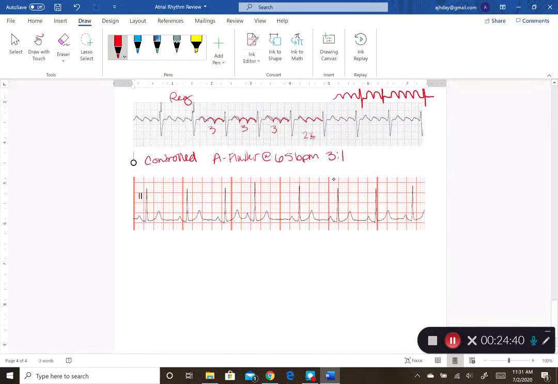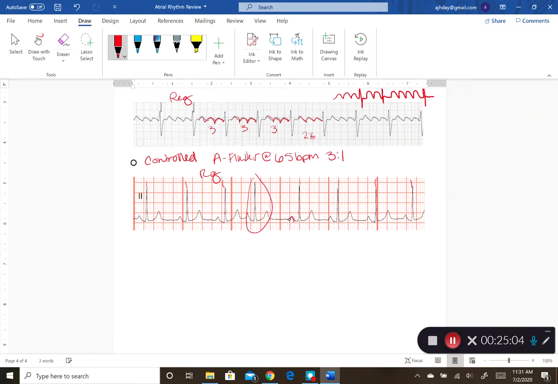All right, last rhythm here. Looking at this rhythm, it looked pretty regular, and then, oop, this guy comes early, and then we're going back to regular. So my underlying rhythm is regular, and I know that my underlying rhythm is what I need to label. So we're going to look at the underlying rhythm first.